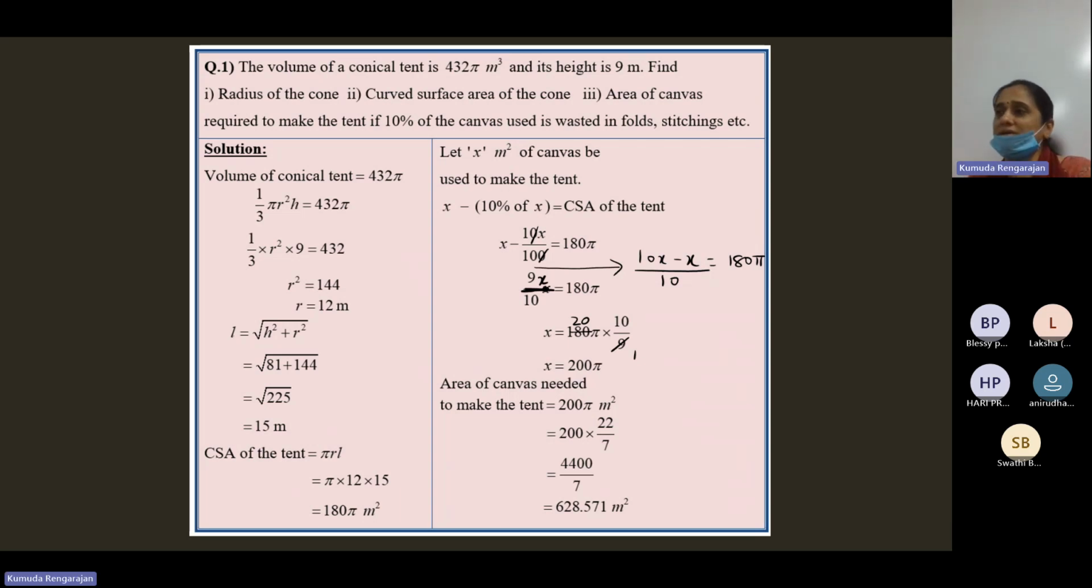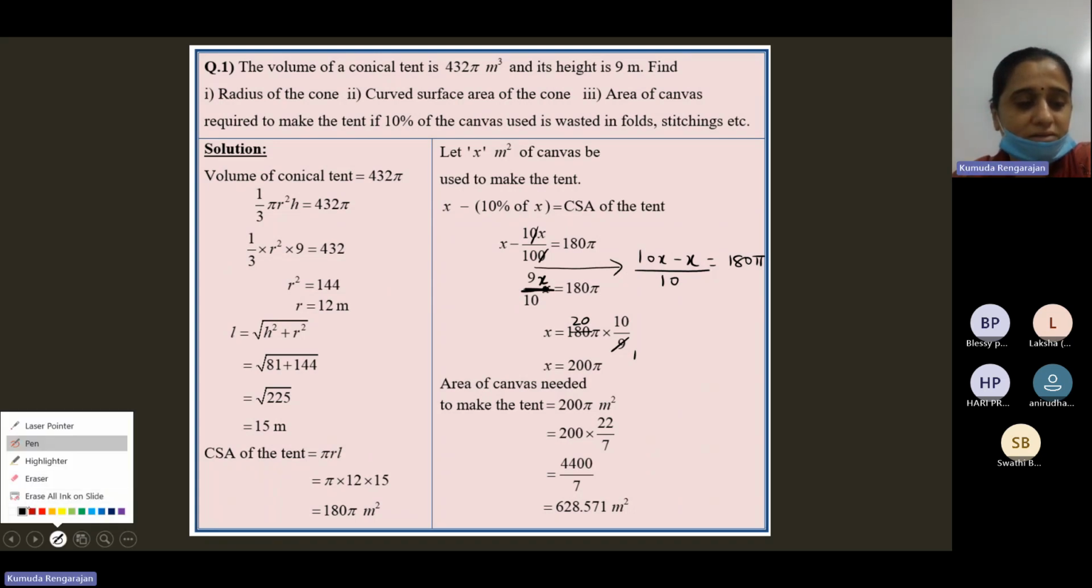Then I've used the value of pi later. You can see that the area of canvas needed to make the tent is equal to that. Yeah, start working, children.